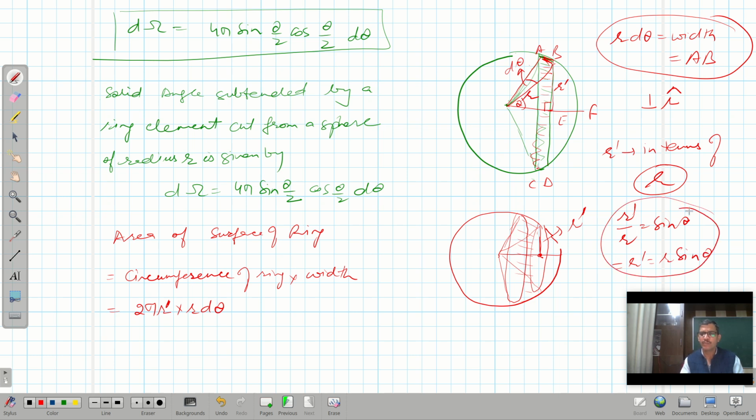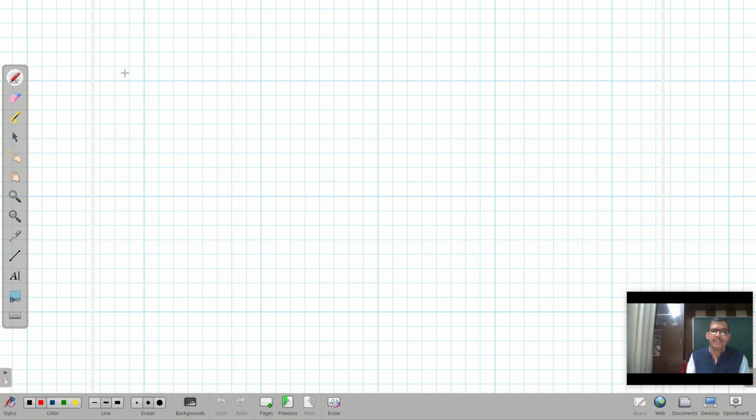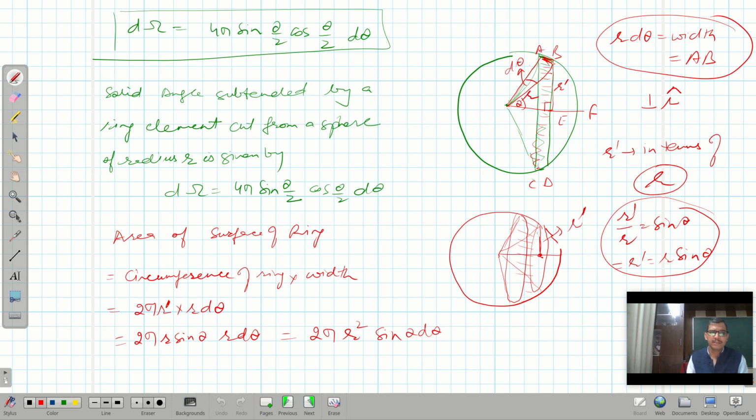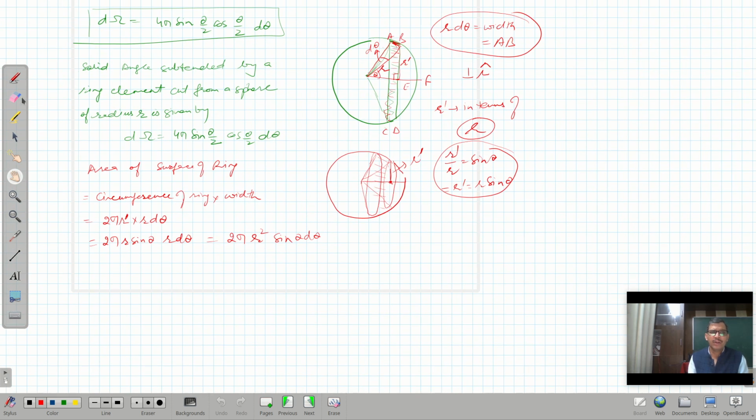So I just put this value from here and put it here. So 2 pi r sine theta into r d theta. So this is the area element. So this can be written as 2 pi r square sine theta d theta. So area of the ring is equal to 2 pi r square sine theta d theta.